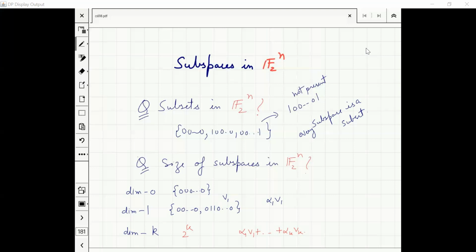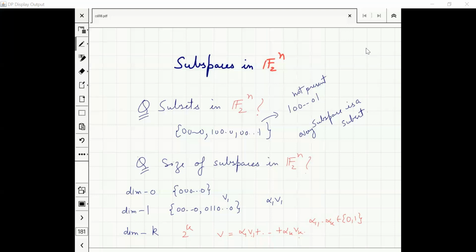Sure. If the vector space has dimension k, that means it has a basis of k vectors. If the basis is v1 to vk, then by the definition of vector space, any vector v in the subspace can be written as alpha 1 v1 plus alpha 2 v2 plus up to alpha k vk. So how many choices for alpha 1 to alpha k are there? Each of alpha 1 to alpha k is a member of 0, 1, these are the constants, and constants come from F2. That means there are a total of 2 to the power k choices.